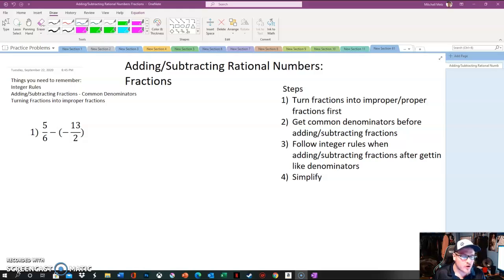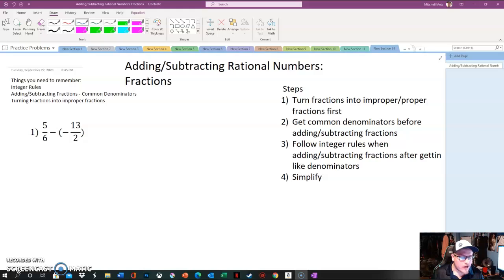So the first step is to turn fractions into improper or proper fractions first. So if you look at these fractions, this first one is a proper fraction because the top number is smaller than the bottom. And the second one is an improper fraction because the top one is bigger than the bottom, or the numerator is greater than the denominator. So there's no mixed fractions, so we don't do this first step.